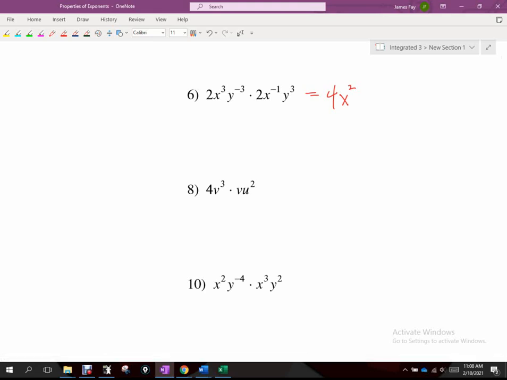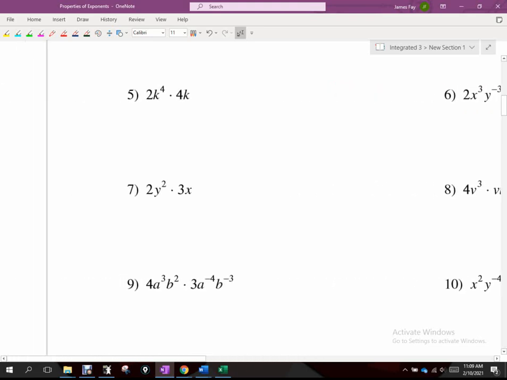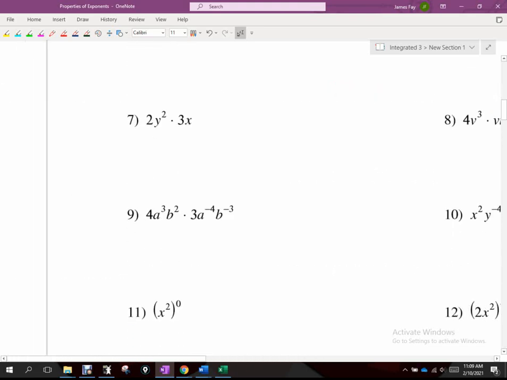If I were to give you tomorrow a question that asks you to do that and you write y to the 0 in Math Excel, I don't know what it would do. It probably would tell you to simplify it. You don't put y to the 0.